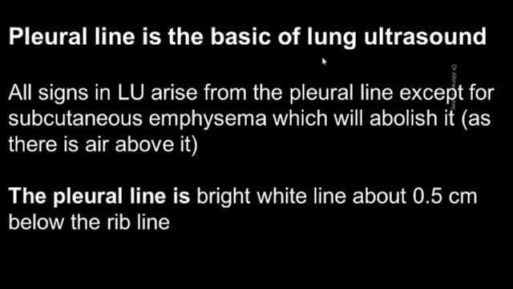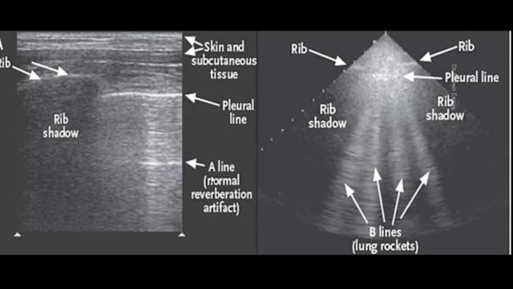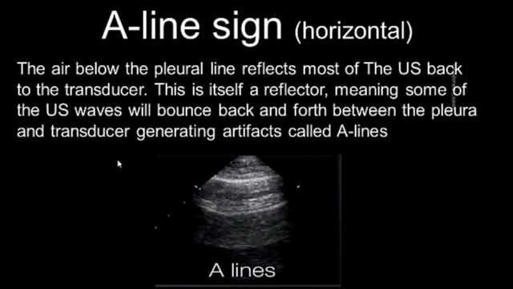The pleural line is the basis of lung ultrasound. All signs in lung ultrasound arise from the pleural line, except for subcutaneous emphysema, which abolishes the pleural line. The pleural line is a bright white line about 0.5 cm below the rib line. This is the pleural line, the rib line, the white line, the pleural line 0.5 cm below.